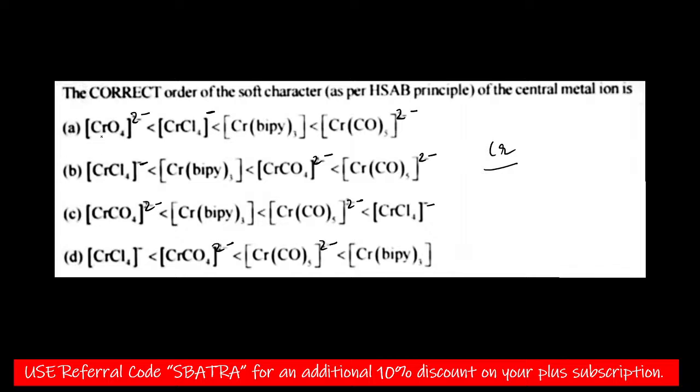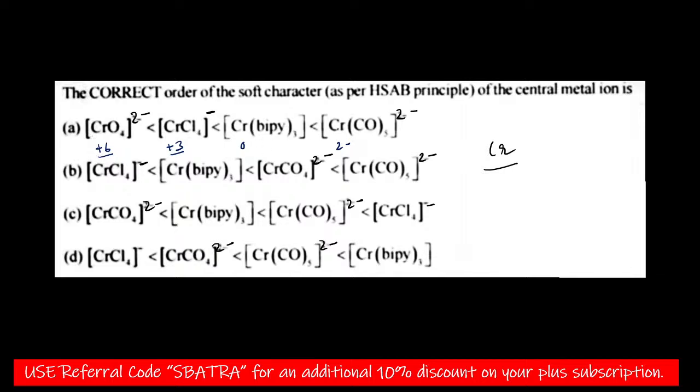So the oxidation state of chromium in the first complex is +6. Over here the oxidation state is +3. Over here the oxidation state is 0, and in this complex the oxidation state is -2. So these are the oxidation states in the four complexes. Now let's do this question. So chromium is present in +6, +3, 0 and -2.